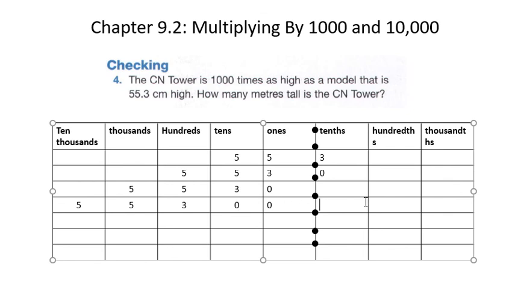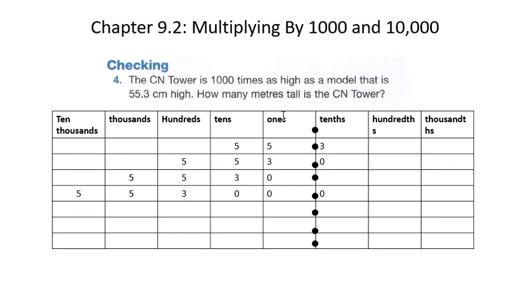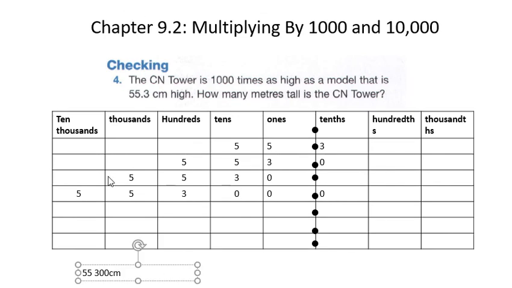So this answer here is 5 10,000s, 5 thousands, 3 hundreds, 0 tens, 0 ones, 0 tenths. So I'm going to recopy this one down here. So I've rewritten it from expanded form in my place value into 55,300 centimeters. We could leave the answer this way. This answer would be accurate. However, we are going to convert it to meters.